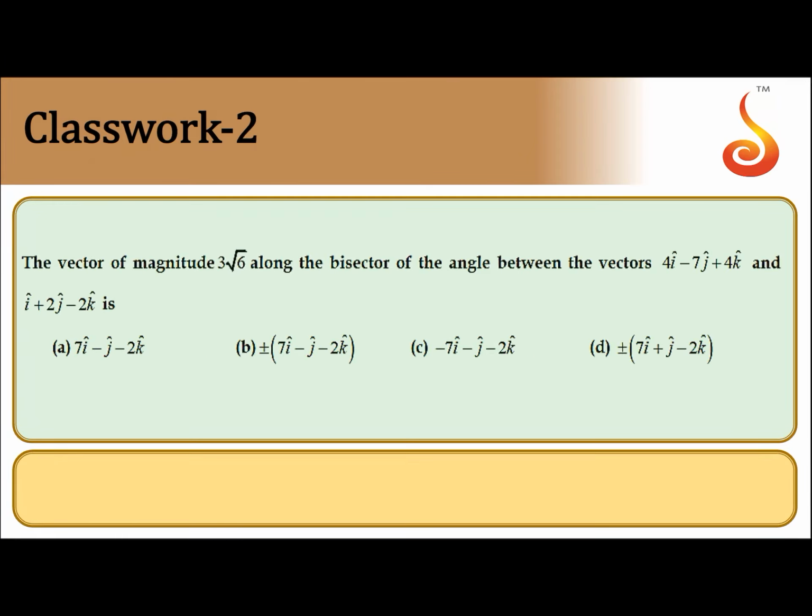Next, coming to the second one. A vector of magnitude 3 root 6 along the bisector of the angle between 4, minus 7, 4 and 1, 2, minus 2. One vector is 4, minus 7, 4. The other vector is 1, 2, minus 2. We need to calculate a vector along the internal angle bisector, of magnitude 3 root 6. Okay, let me calculate that.